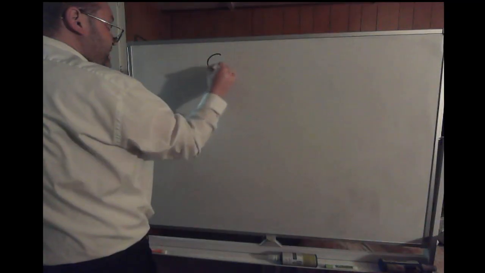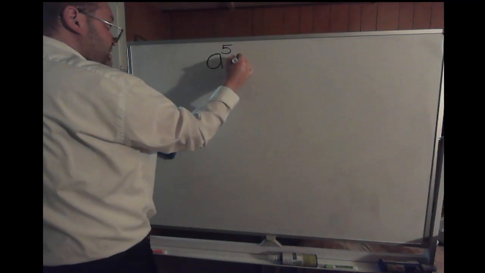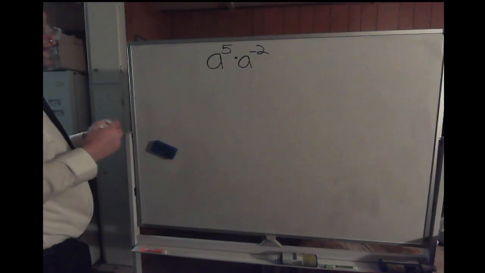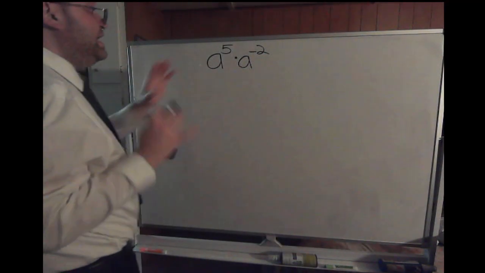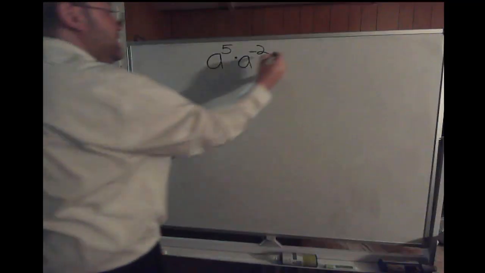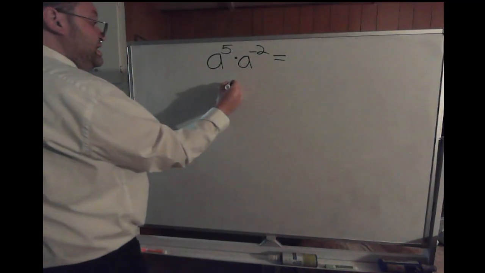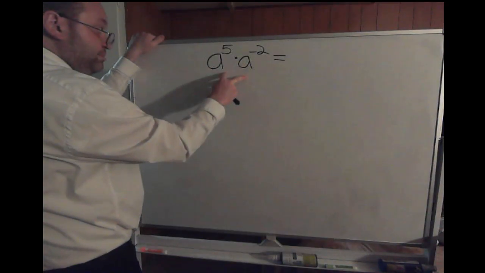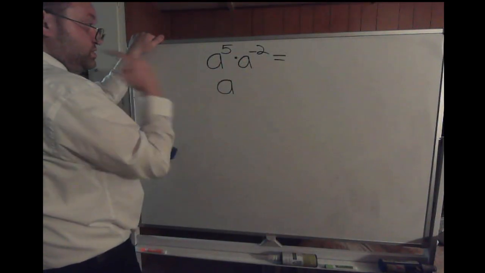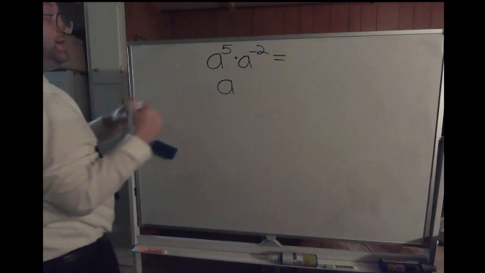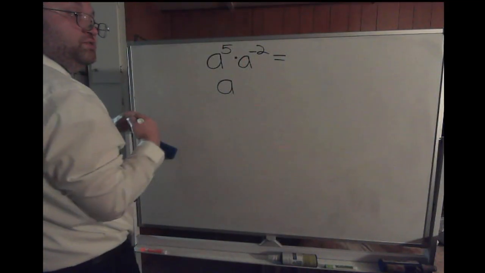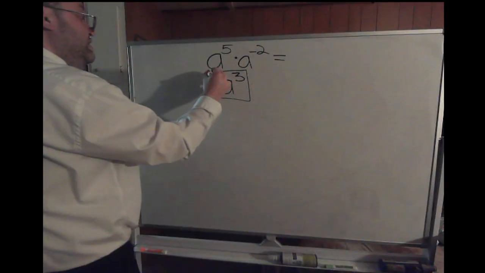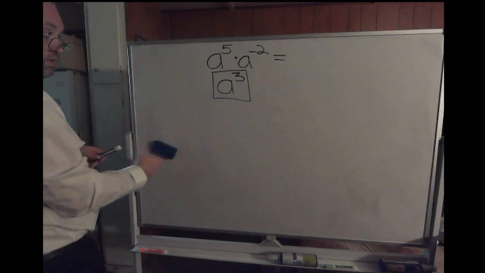Alright, we have a to the fifth times a to the negative second. We have the same base, so we keep that. Now when you're multiplying the same base, but you have different powers, you simply add the powers together. So 5 minus 2, that would be the positive third power. So the answer you should get would be a to the third power.